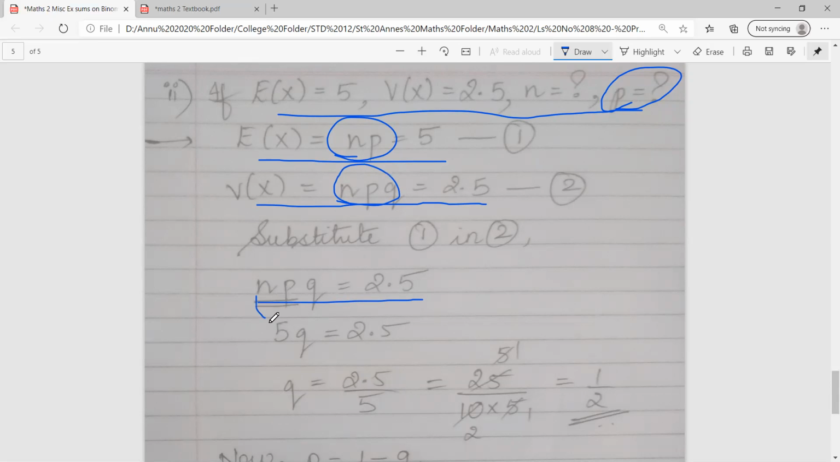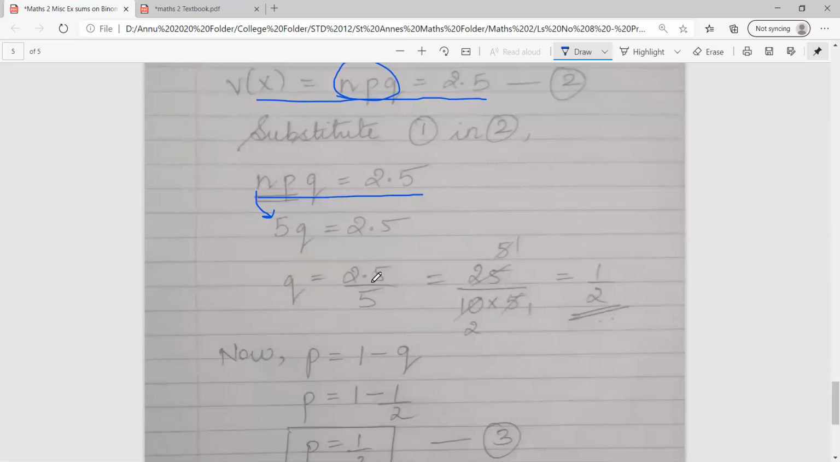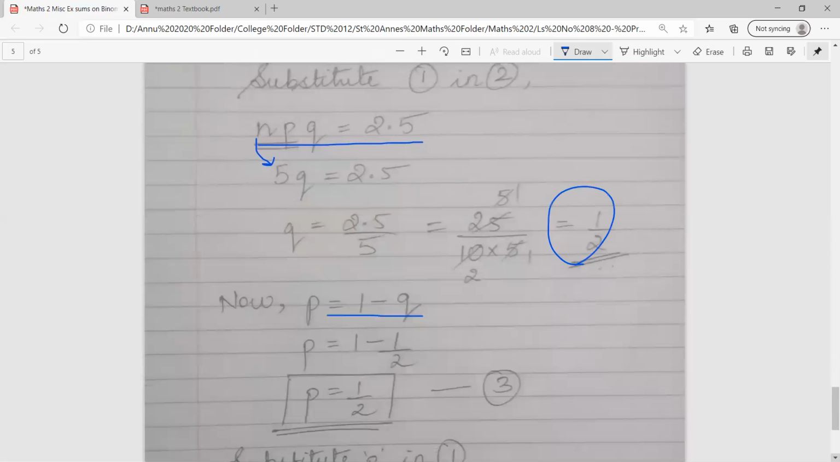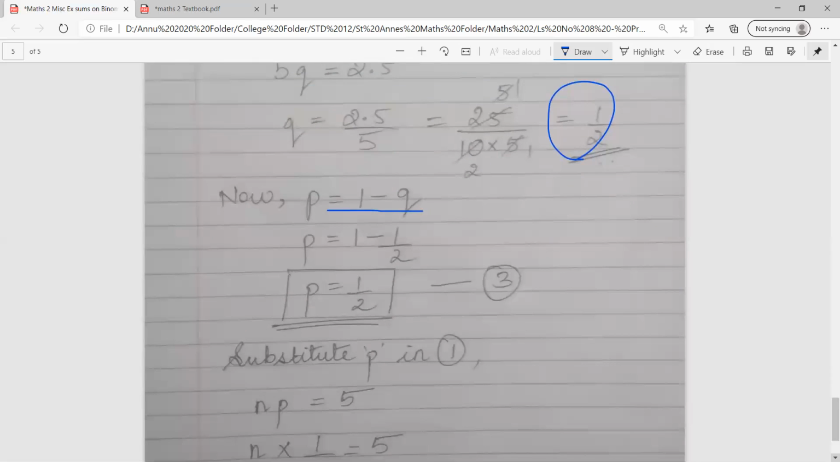Now the value of np is 5. So 5q is equal to 2.5. So q is equal to 2.5 upon 5. I'll remove the decimal and write it as 25 upon 10 into 5, which is nothing but half. So p is equal to 1 minus q. So p is equal to 1 minus half. So p is equal to half, point number 3.